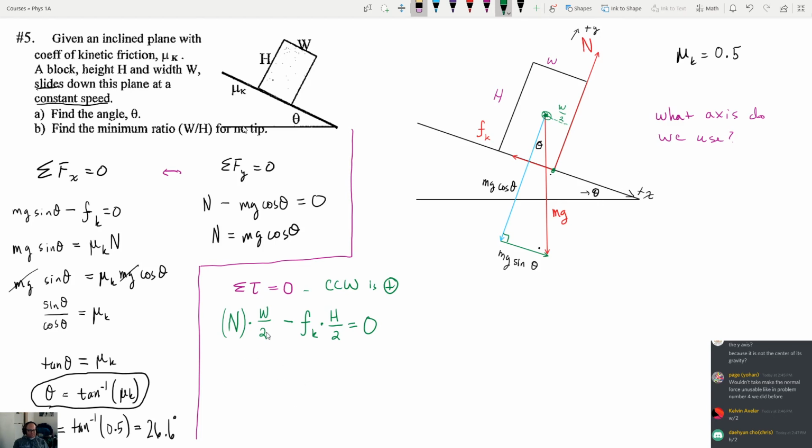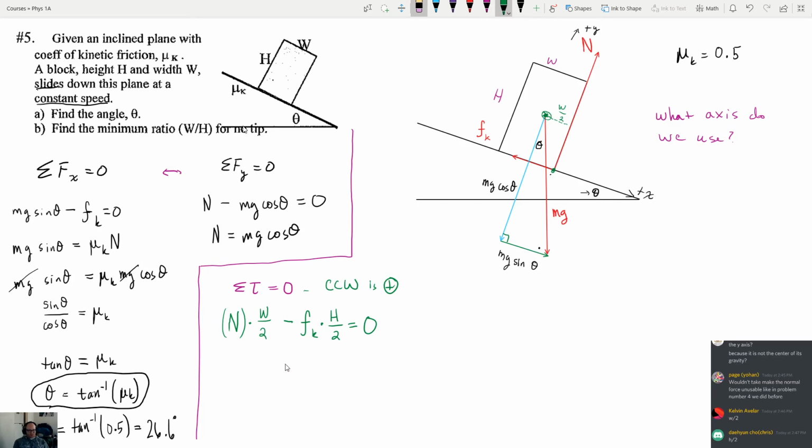Anyone have any questions? Wait, I'm sorry. Why no weight again? What's the distance from the point of application of that weight to the axis that we chose? It's none, so it's 0. That's the reason why. So it's going to be 0 times the weight, which is 0, obviously. Well, onto the sine theta, which we would use for the torque.